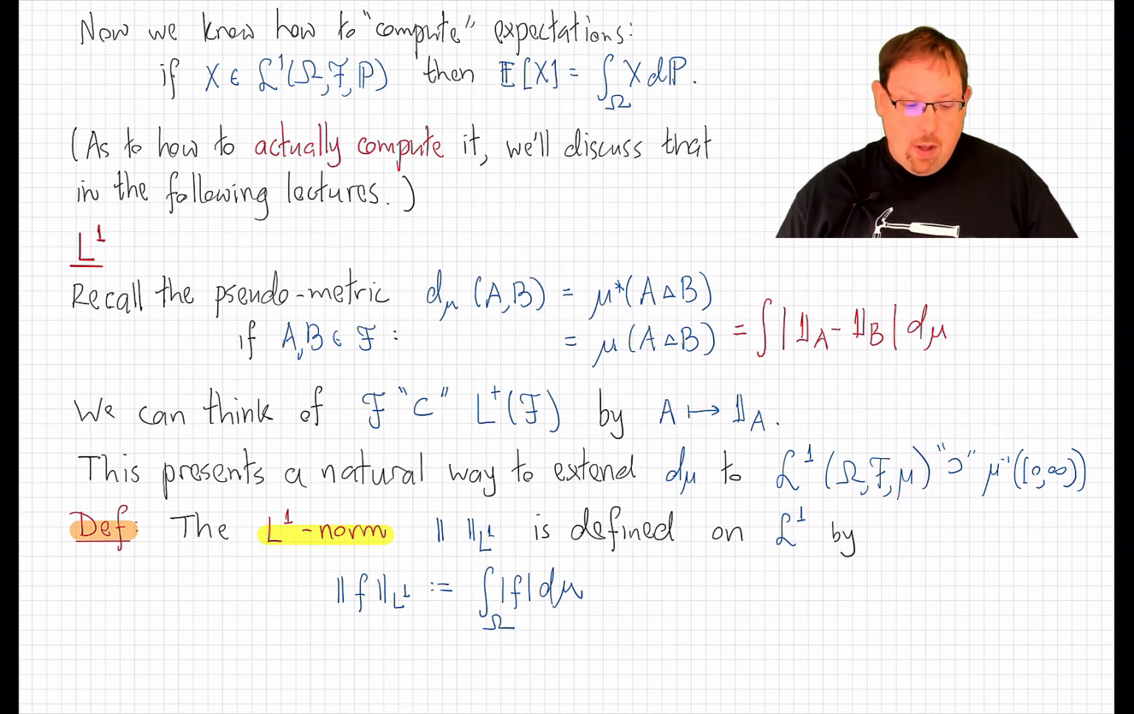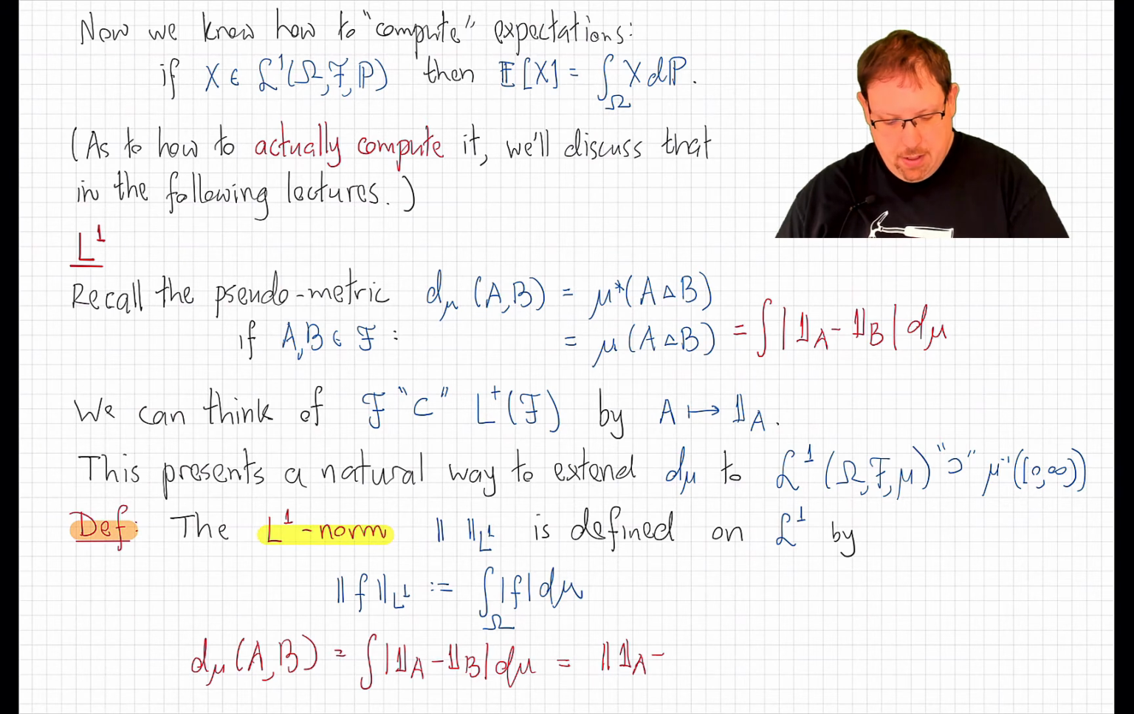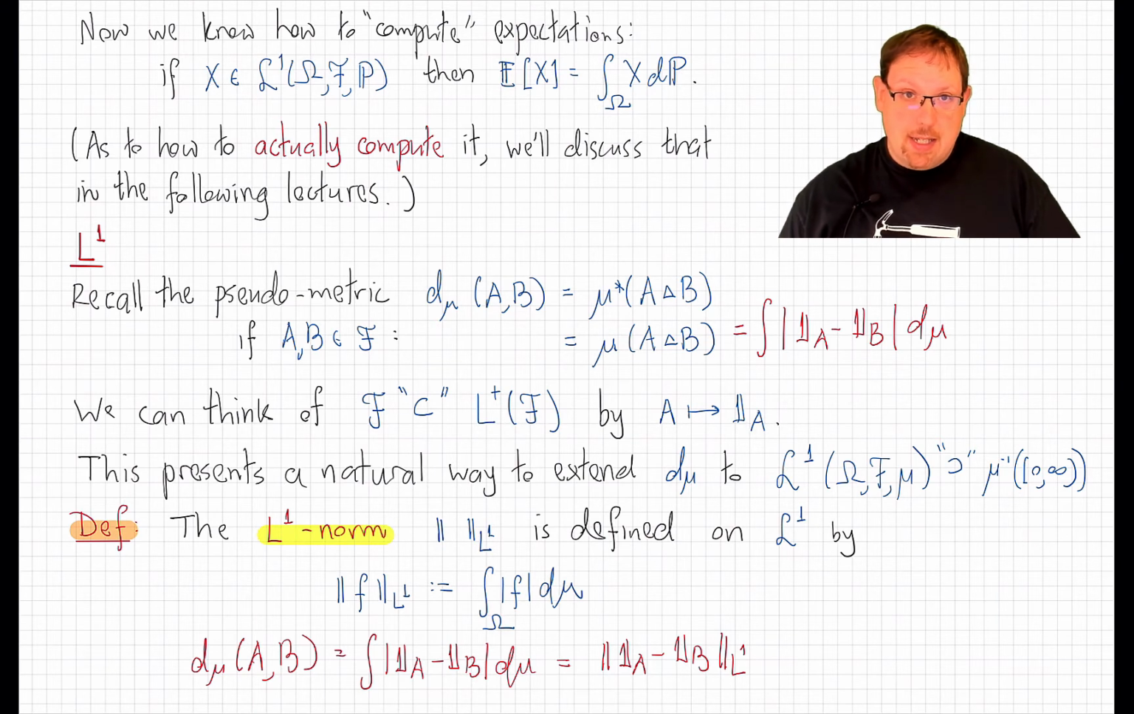We'll define the L1 norm, written like this, of functions in L1 to be the integral of their absolute value. That is called a norm, which we'll explore on the next slide, but let me just note that the pseudometric of two measurable sets, which is the integral of the absolute value of the difference of their indicator functions, is therefore just the L1 norm of the difference between those two functions. The norm of a difference sets up a metric, and that's what our pseudometric really is. It's the metric induced by the L1 norm.